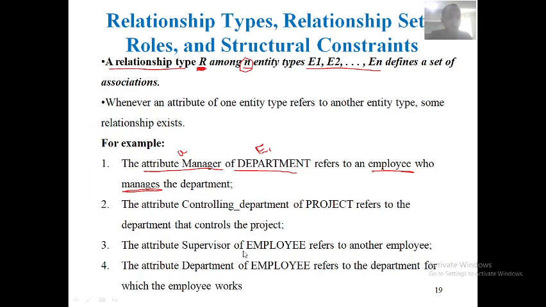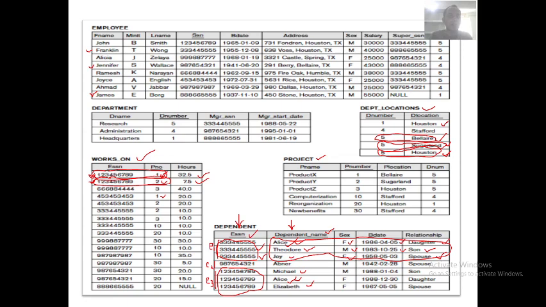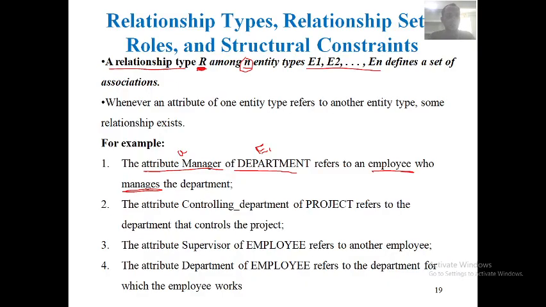Then the third example: the supervisor attribute of an employee refers to another employee. See here now, as we discussed, this attribute supervisor SSN of the employee table refers to 333445555. Where is that? Yeah, here, Franklin. Franklin is the supervisor for the first employee, John B. Smith. Like this it is referring, so it forms a relationship. Then, what is the last example?